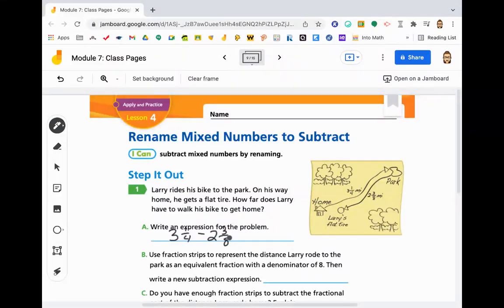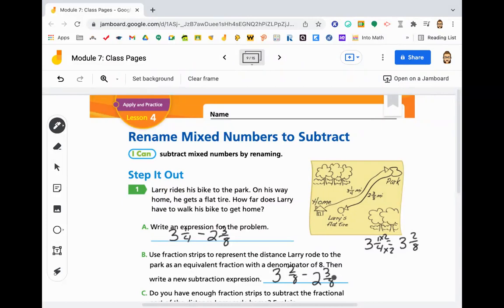So if we have an 8, we have 3 1/4. It's going to equal 3 and something over 8. Well, we multiply the 4 by 2. 1 times 2 is 2. So we're going to have 3 2/8 minus 2 3/8.